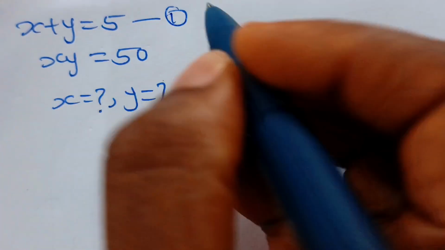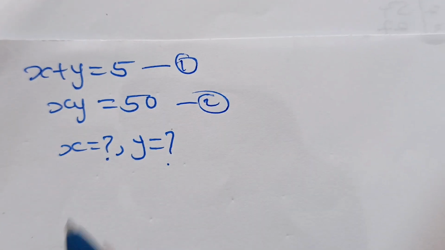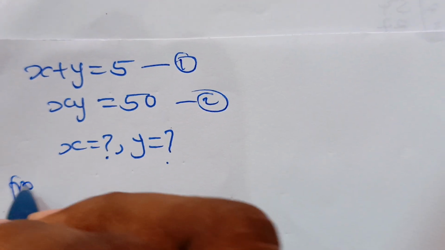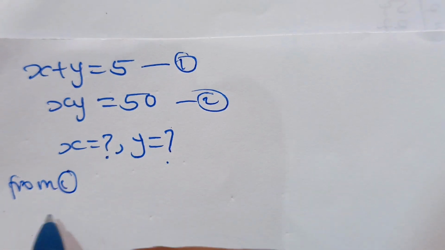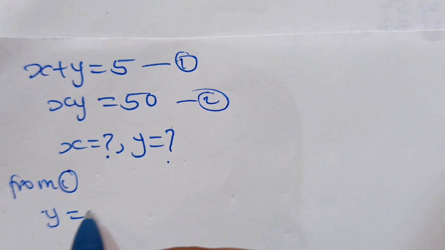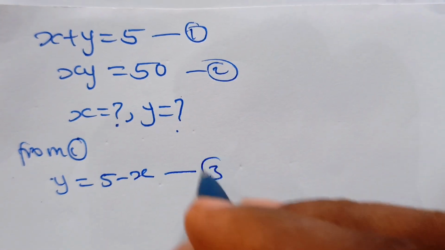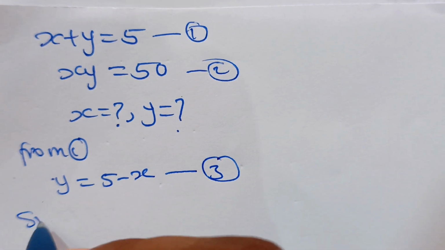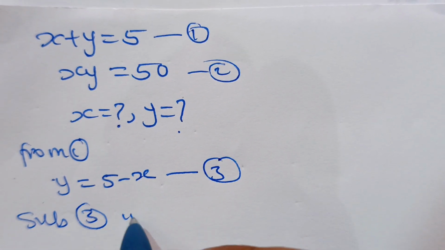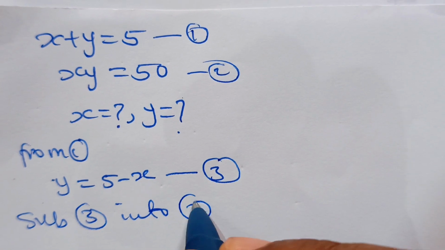First, let's call this equation 1 and this equation 2. Now, from equation 1, we have that our y is equal to 5 minus x. Right? So let's call this equation 3. Now, let's substitute equation 3 into equation 2.